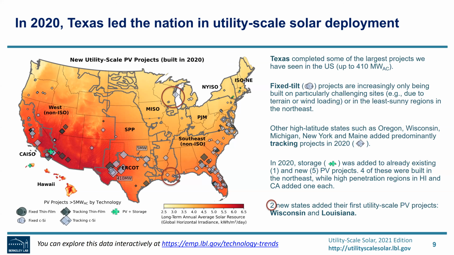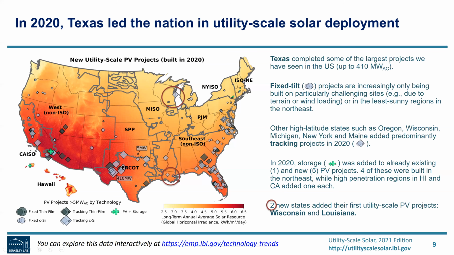Nearly all new projects now use that single-axis tracking technology, unless the ground is particularly challenging, for example landfills or hard rock, or because of really high potential wind loads, as we see them in Florida. Those fixed-tilt projects are shown in little circles on the map. But even projects in high-latitude states like Wisconsin, Michigan, or New York now use tracking, as shown by the little diamonds on the map.